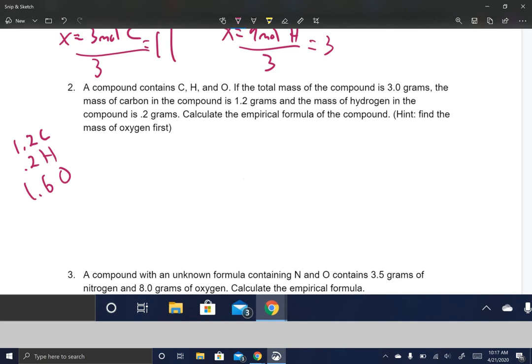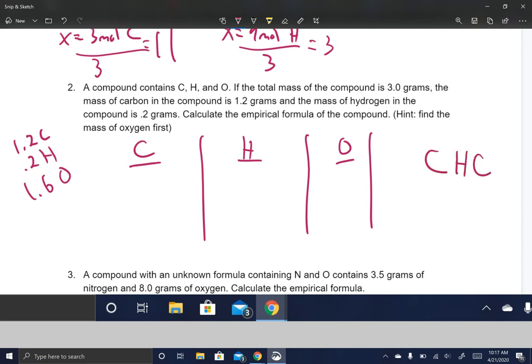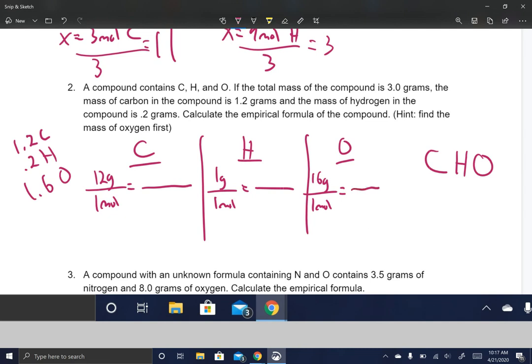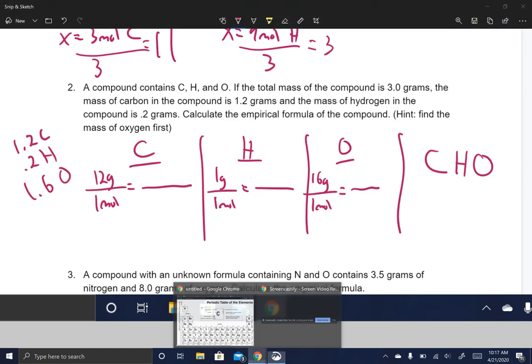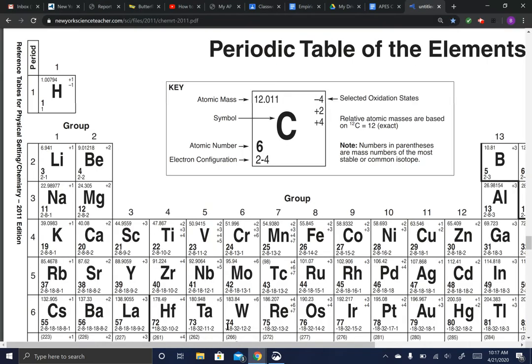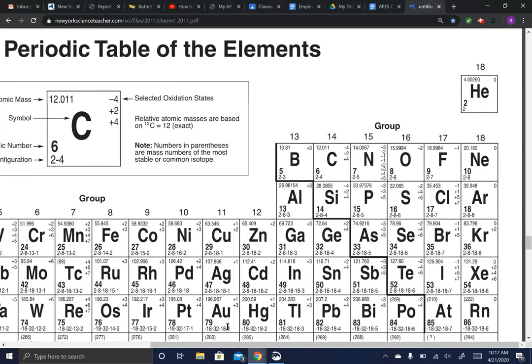So now I need to find moles of carbon, moles of hydrogen, moles of oxygen, and then I'll get my formula over here, CHO, and I'll put in my subscripts. Again, 12 grams to 1 mole for carbon, 1 gram per mole for hydrogen, and oxygen is 16 grams per mole. Real quick: hydrogen, 1 gram per mole. Carbon, 12 grams per mole. Oxygen, 16 grams per mole.